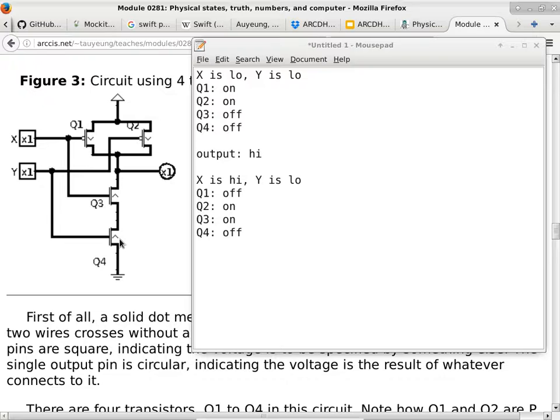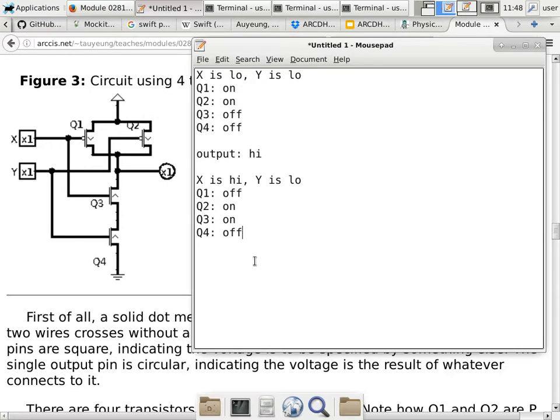If at least one of them is on, it's connecting. Is that making any sense? Okay. So what do you think would be the output of this particular case? High. Yep, the output is a high. Okay. So you can work out all 4 possible scenarios.